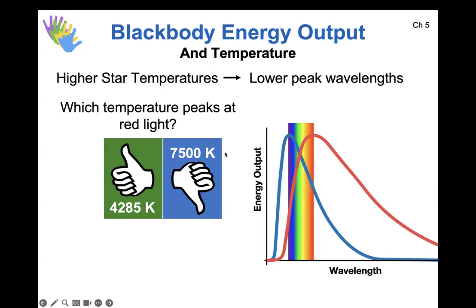Okay, so now to make sure that this idea of peak wavelength and curves make sense, which temperature peaks at red light? The 7500 Kelvin peak or the 4285 Kelvin peak? And notice that it's referring to one of the curves. So one of these curves is the 7500 and the other curve is the 4285, but which is which, right? They're not labeled, but you can know which is which if you think about the trend that we saw when we talked about the other types of glowing objects a minute ago.